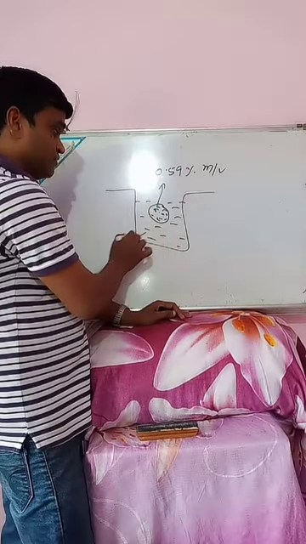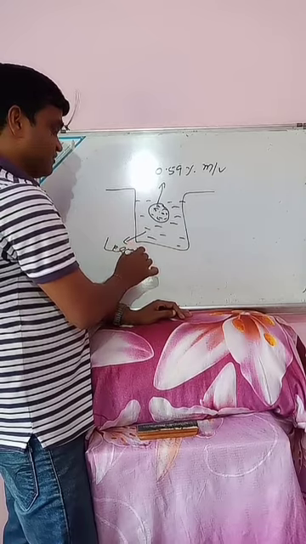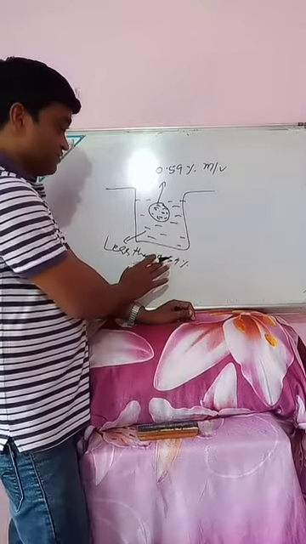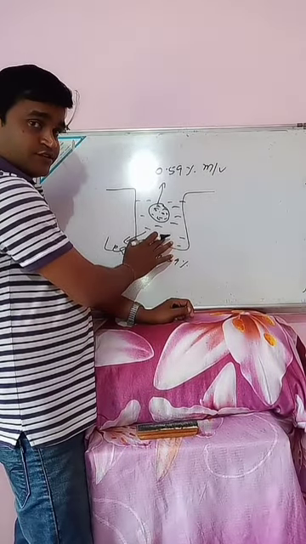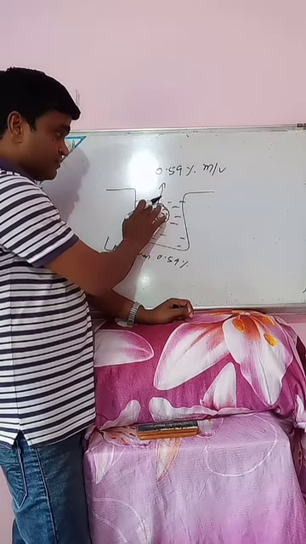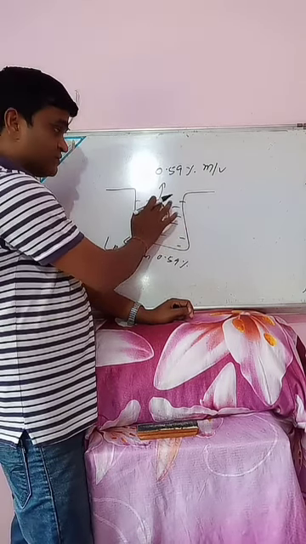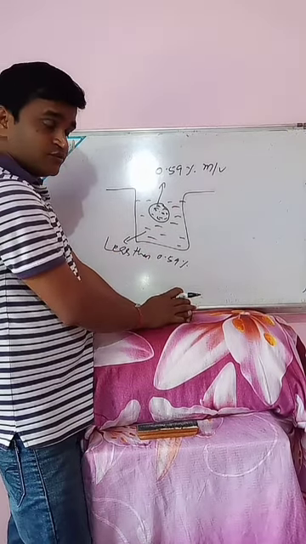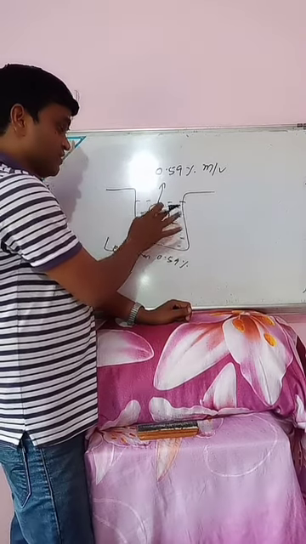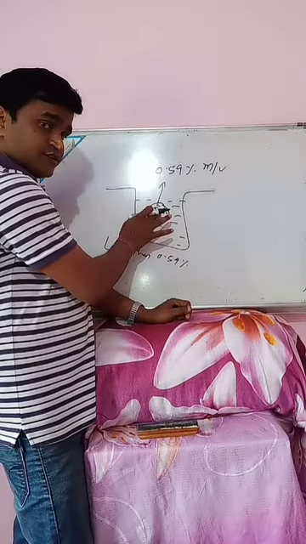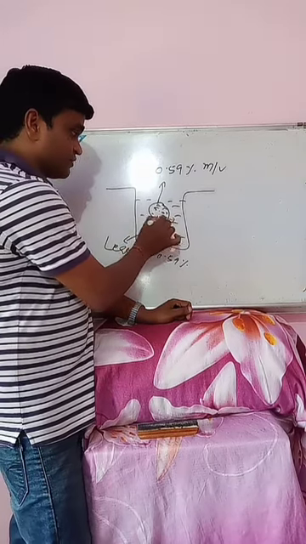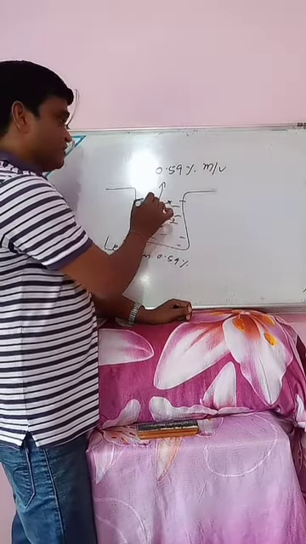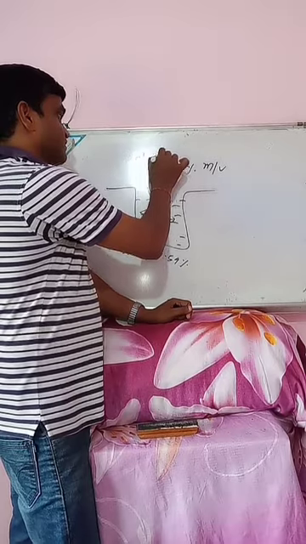If we keep the blood cell in a solution of concentration less than 0.59% mass to volume, what happens? Less than 0.59% means a less concentrated solution outside, and the inside is the more concentrated solution. The membrane of the blood cell acts as a semi-permeable membrane, so the water molecules flow from the blood cell into the solution, and the blood cells shrink or shrivel.